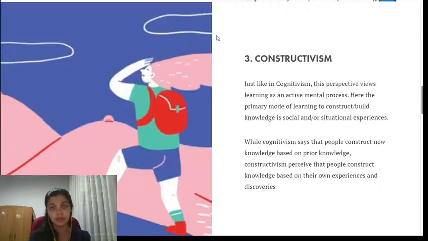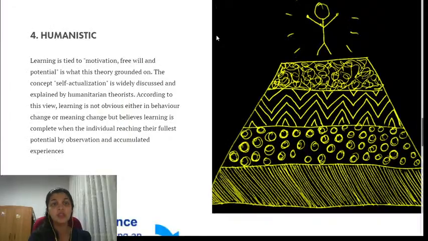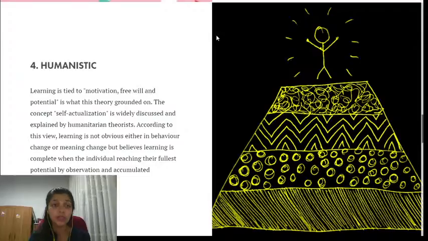Talking about the humanistic approach to learning, they say that learning is tied with three key features, which are motivation, free will, and potential. So they think that self-actualization is a person's highest achievement in life, and in this view, learning can be seen when the individual is reaching their fullest potential by observation and accumulated experiences.